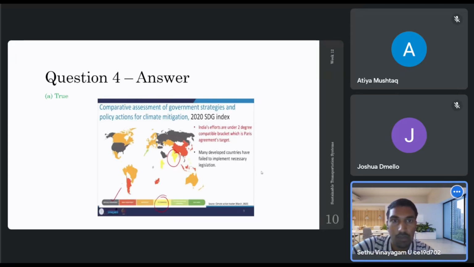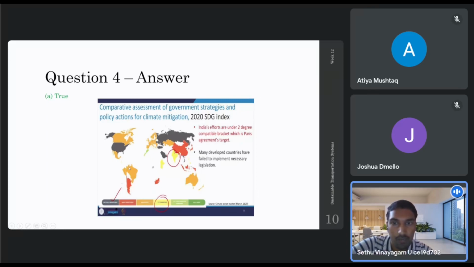So here we are talking about the SDG index in 2020, how different countries' policies and the actions that they take are compatible with the Paris Agreement or not. If you recall from the previous lectures, the Paris Agreement was to keep the global rise in temperatures to less than 2 degrees Celsius in this century, and preferably to less than 1.5 degrees. But it is 2 degrees as per the agreement.